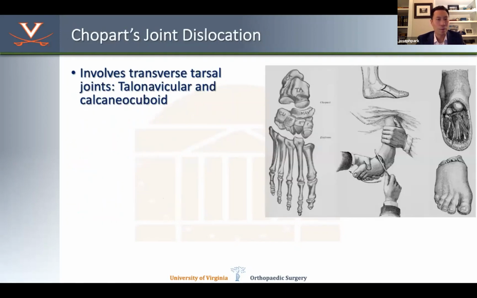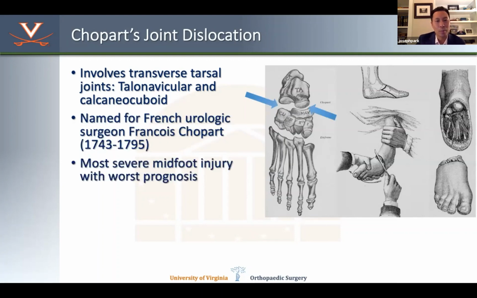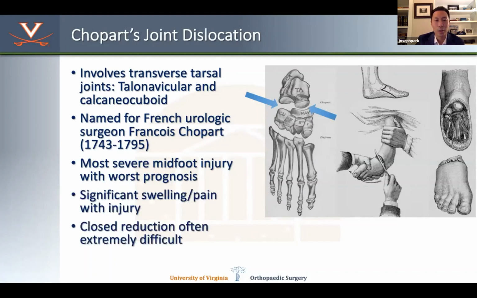Moving forward, again, down into the foot, Chopart's joint dislocation. So it turns out that this injury, it takes an enormous amount of force to have this injury. It involves the transverse tarsal joints, the talonavicular, and the calcaneocuboid joints. It is named for a French urologic surgeon named Francois Chopart, who lived from 1743 to 1795. This is one of the most severe injuries you can have in the midfoot or hindfoot and has probably the worst prognosis. There's always significant swelling and pain with this injury. Closed reduction is often extremely difficult or impossible.